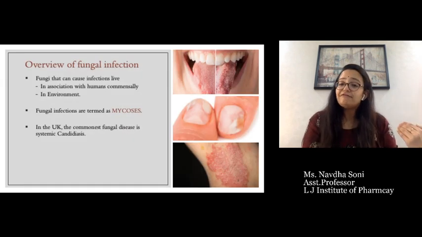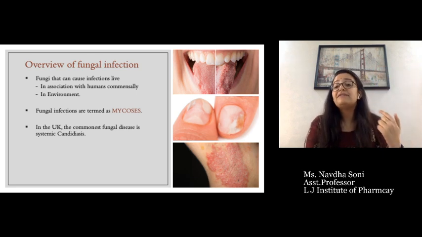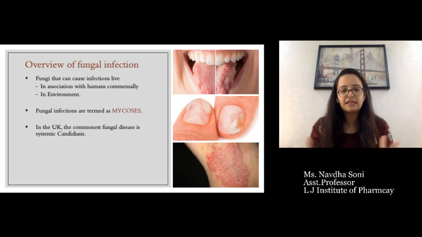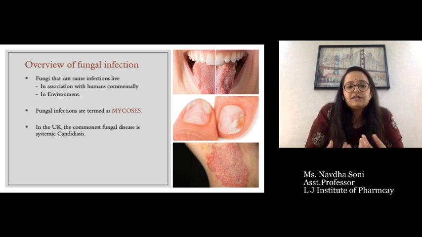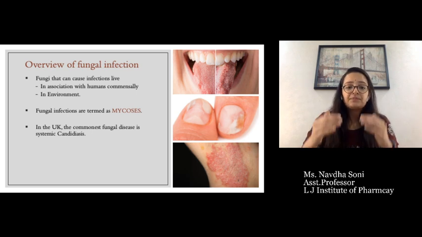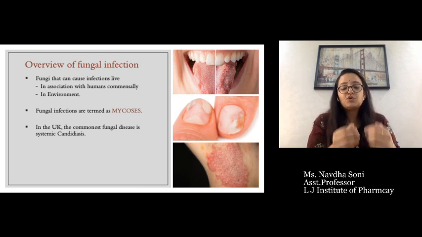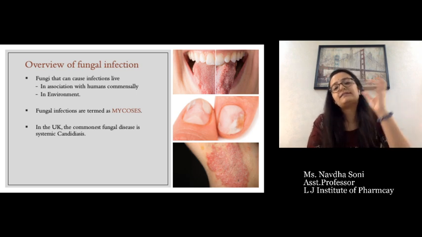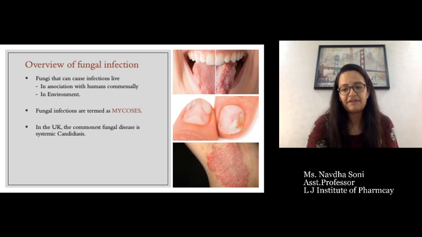This is the overview of fungal infection. You can see here the pictures of fungal infection of the tongue, nails, and other skin parts. Fungi that can cause infection are commonly associated with humans and found in the environment. Fungal infections are generally termed mycosis. In the UK, the common fungal infection is systemic candidiasis. These are the pictures of candidiasis infection.